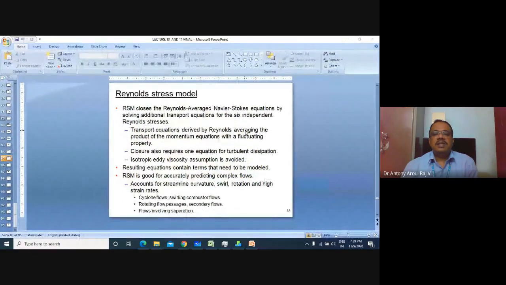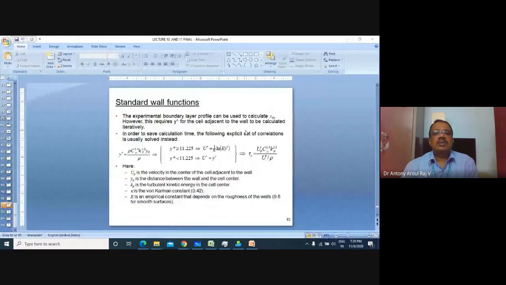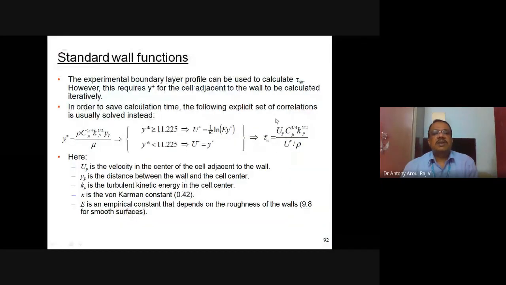So I think this is sufficient. These are all advanced models, so that is not required for you, and it is for the general purpose CFD solver. We will be using this.